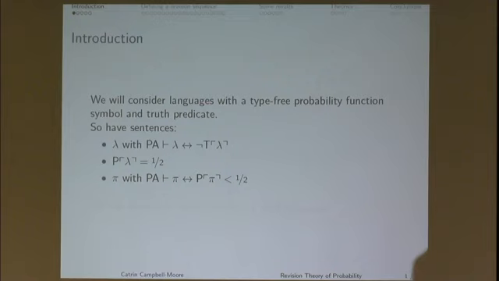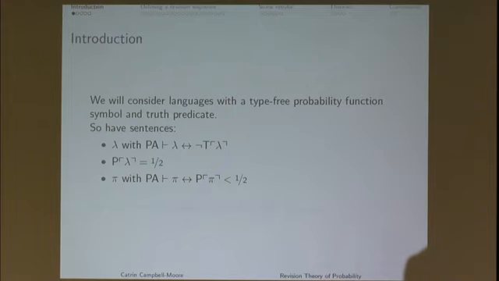So many of you have probably heard of the liar paradox. This lambda here is the liar sentence. And this is a sentence such that PA proves that lambda is equivalent to not true lambda. This is a sentence that says of itself that it's not true. And philosophers are particularly interested in this. Lots of discussions. Is it true? Is it not? What should one do with it? So that's the sort of sentence we'll have around.